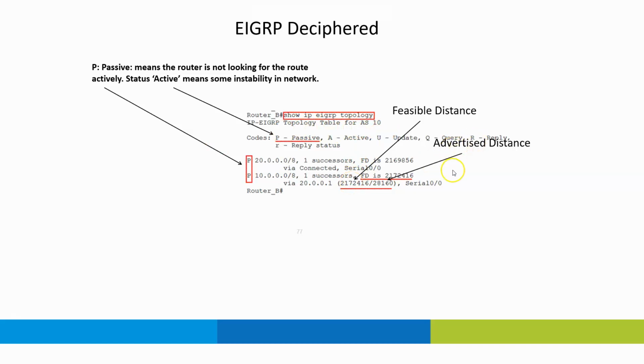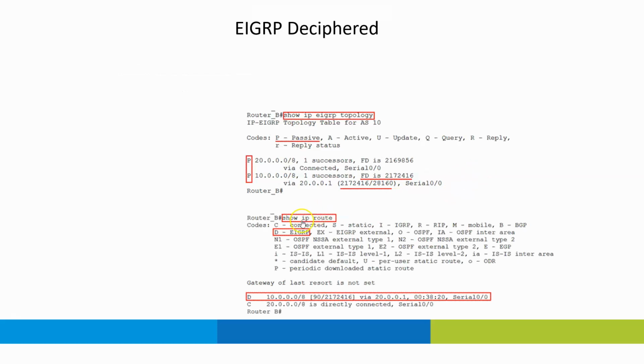Feasible distance, advertised distance. Feasible distance is the total summation, the complete topology distance or topology metric that gets from the source to the destination. The advertised distance is the metric to get from the neighbor, from the next hop device, to the final destination. We did the show IP route in this thing, and I think in this one we go down.